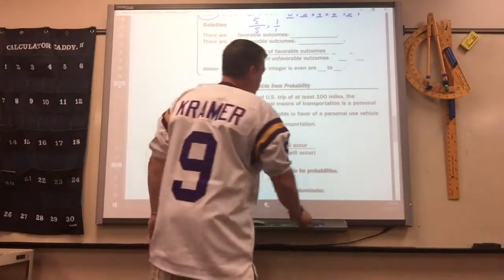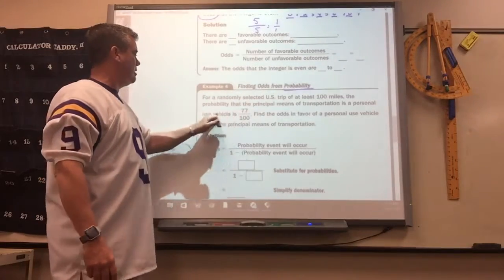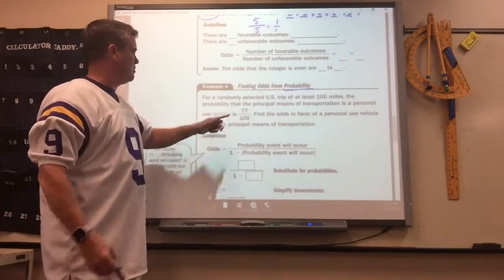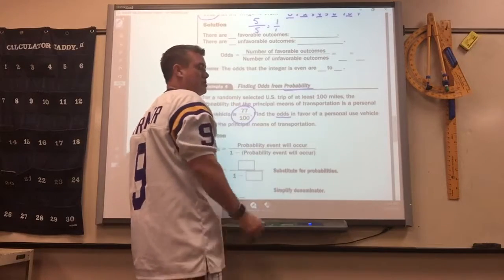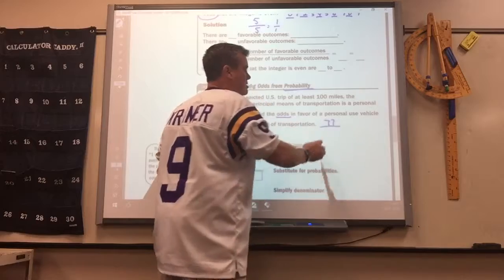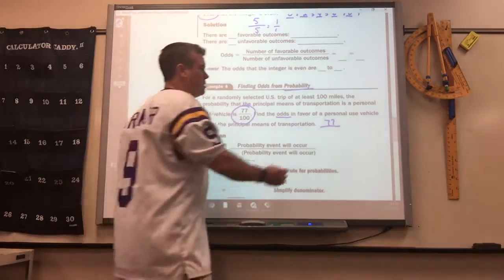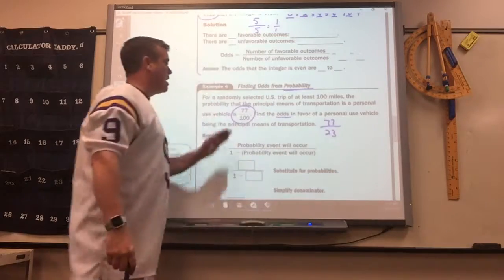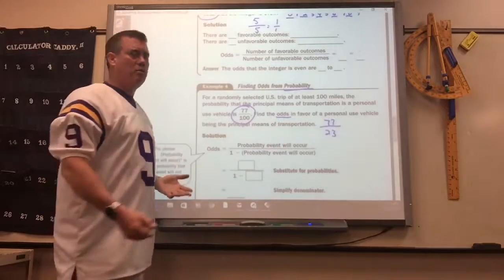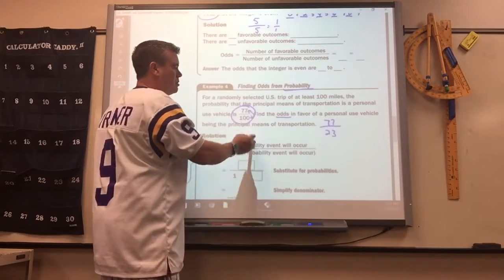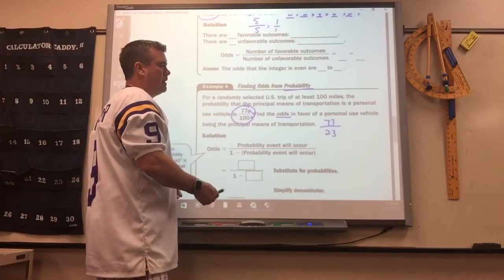Finding the odds from a probability. They tell us the probability of using a personal use vehicle is 77/100. Find those odds. 77 over 23. The top numbers stay the same. 77 you want, 23 you don't want, and the way you figure that out is you just subtract these two. There's 77 you wanted, there's 100 total, so you subtract them.